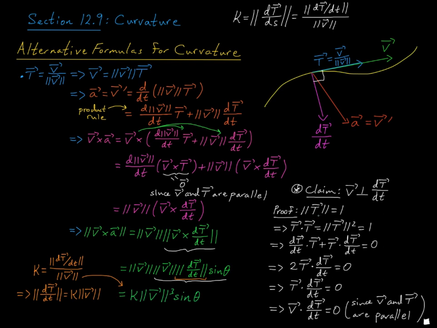We're just going to use the fact that the unit tangent vector has magnitude 1 for all t. So that implies that if I take T dot itself, which is the magnitude of T squared, that's also equal to 1, because I'm just squaring 1 there. And now if I differentiate both sides of this equation, I'm going to use the product rule for dot products on the left-hand side.